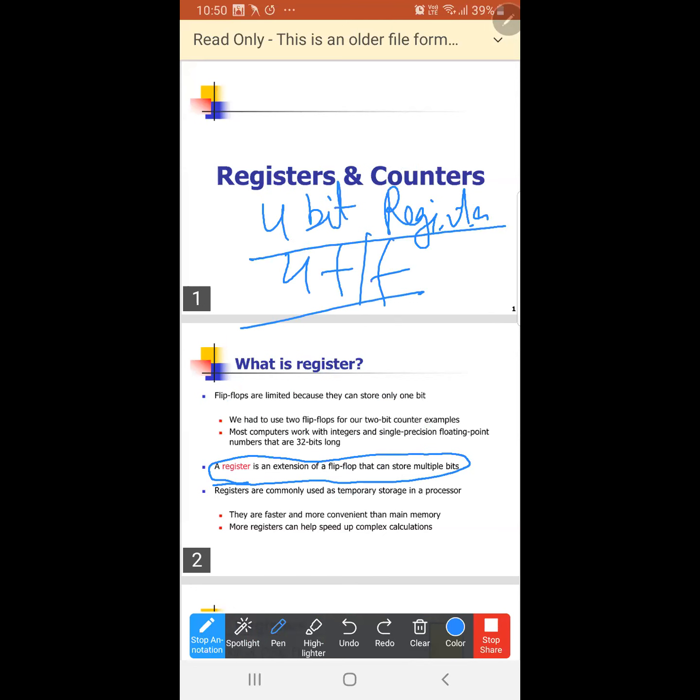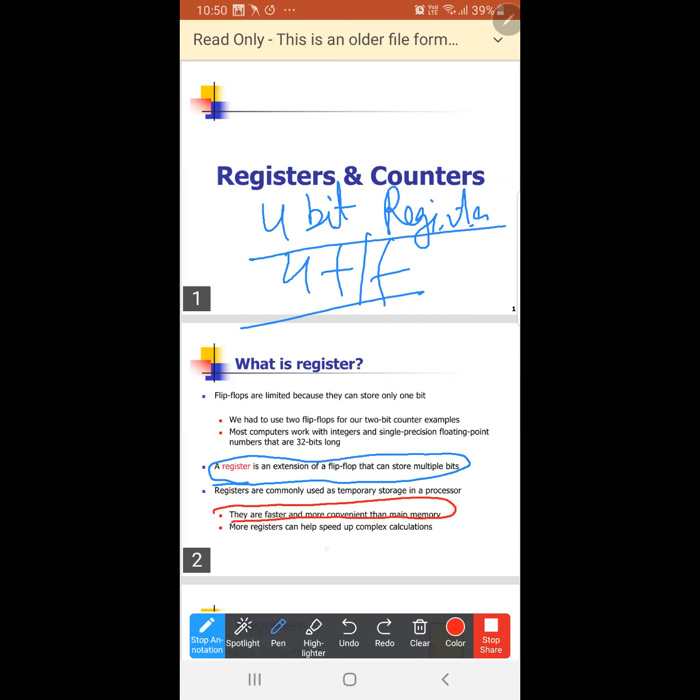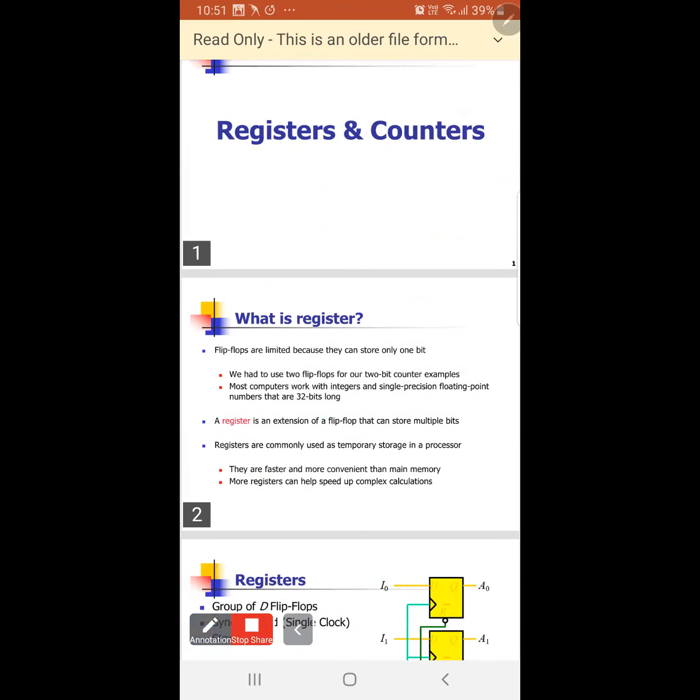And what are the advantages of this? It's mentioned here: they are faster and more convenient than main memory. More registers can help speed up complex calculations. Girls, if you see a CPU, you will find so many registers nearby, so it plays a very important role. You need to save something, you need memory. Memory comes from flip-flops, and when you combine a number of flip-flops, it becomes a register. So you know the importance of this. It's very advantageous.